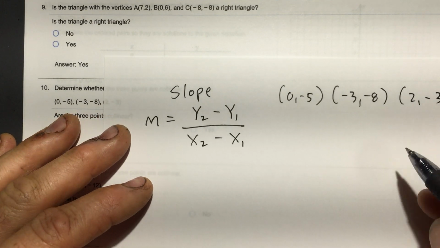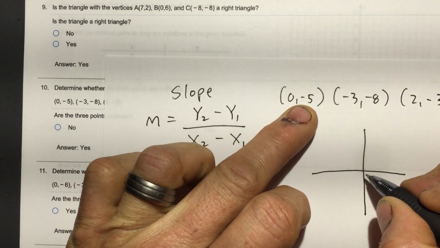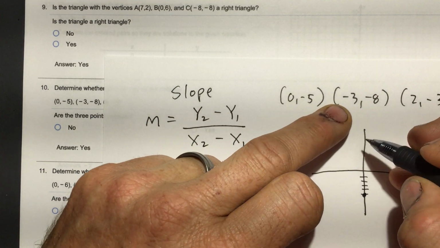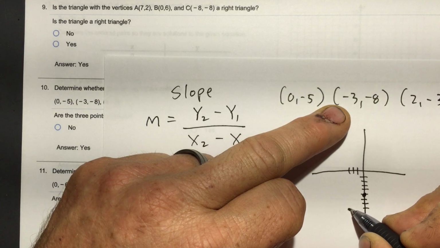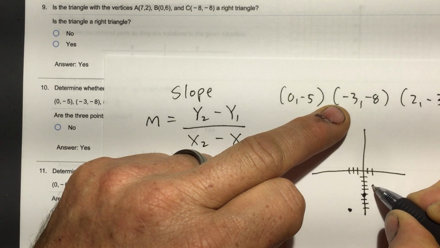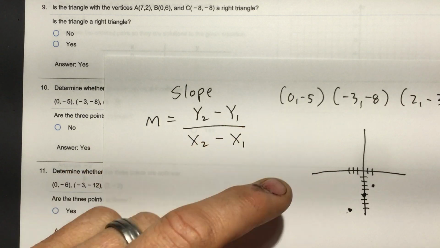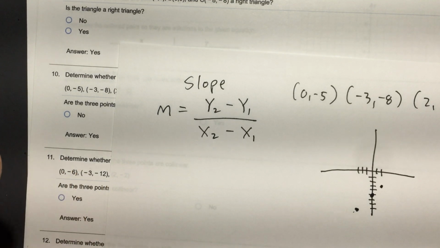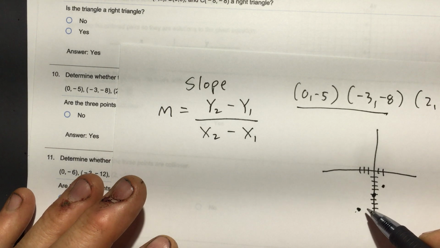Now again, you could just graph these. Let's see what the graph looks like. For 0, I'm not going over any, I'm going down 1, 2, 3, 4, 5. There's 0, negative 5. And then negative 3, 1, 2, 3, and then negative 8 would put me right there. And then 2, and then negative 3 would put me right there. They do kind of look like they're collinear, don't they? Yeah, they do. But you can't go by looks. So what we're going to do is take these first two and find the slope between them.